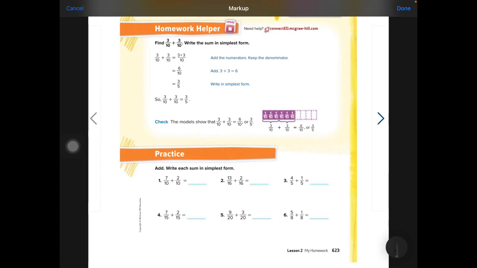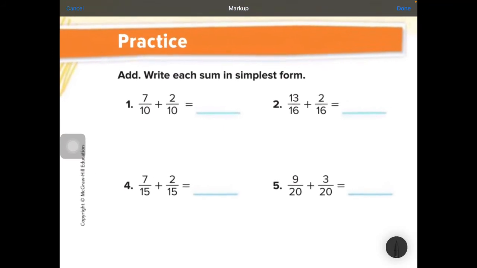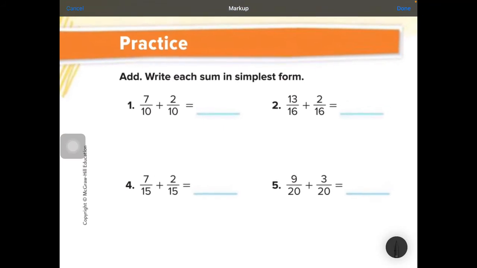Again, we are adding like fractions. You double check that the denominators are the same. Yep, 10 and 10 are the same. We're going to bring that denominator straight over. Then we're going to add 7 plus 2, 9/10. And I'm pretty sure that's as simplified as it can get.